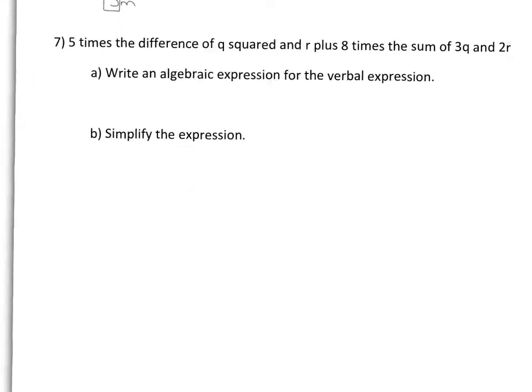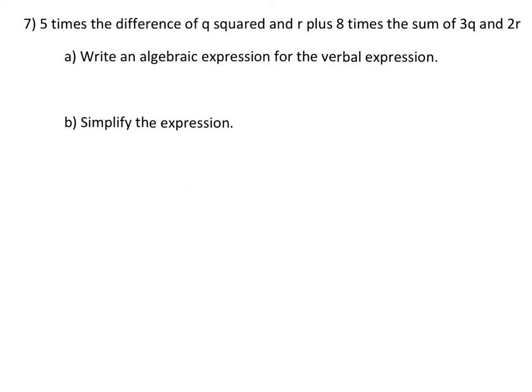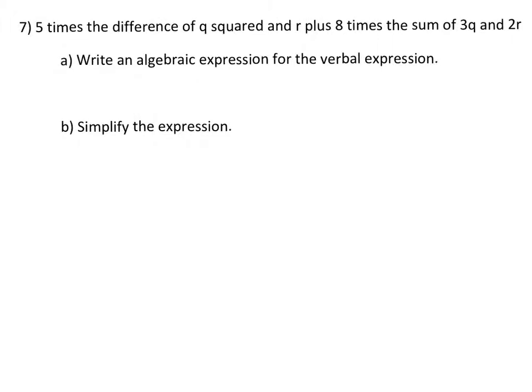All right, so let's take a look at this. Okay, it says 5 times the difference. So think about what our vocabulary words were from lesson 1:1. So 5 times the difference. We know that difference means subtraction. So we're going to subtract q squared and r, plus 8 times the sum of 3q and 2r. And sum means addition. Now the other thing that we have not talked about in class yet was difference. While it means subtraction, it also tells you that you can have parentheses. Same thing with the word sum. It means addition, but also that it's probably going to include a set of parentheses.